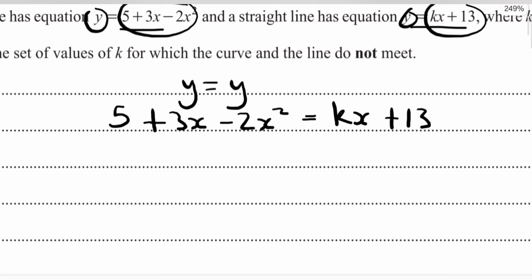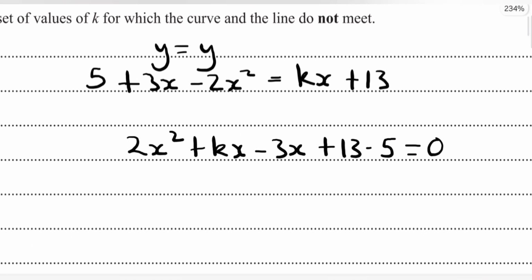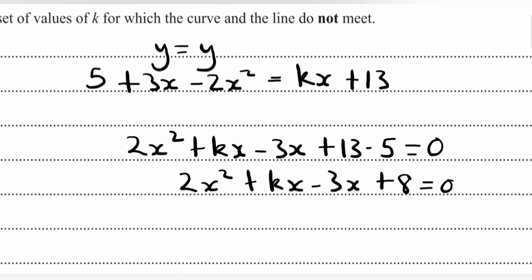Then we group like terms, right? But for this particular question, I'm going to try and get everything to the right hand side, right? So that will give us a positive 2x squared plus kx minus 3x plus 13 minus 5 equal to 0, like this, right? And simplifying this further, we get 2x squared plus kx minus 3x plus 8 equaling to 0, like that.